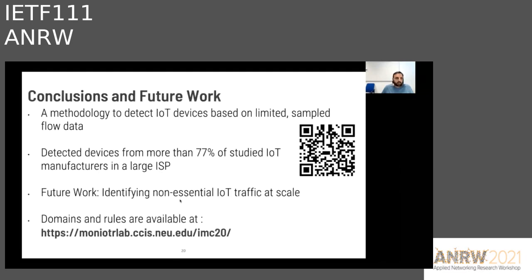In conclusion, we have shown a methodology to detect IoT devices based on limited sampled flow data. We detected devices from more than 77% of studied IoT manufacturers in a large ISP by considering minutes to hours of data, and both popular and not so popular devices. In future, we want to identify non-essential traffic generated by IoT devices at the scale of an ISP.